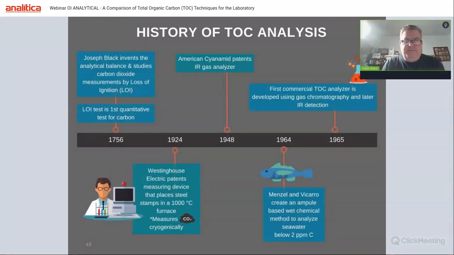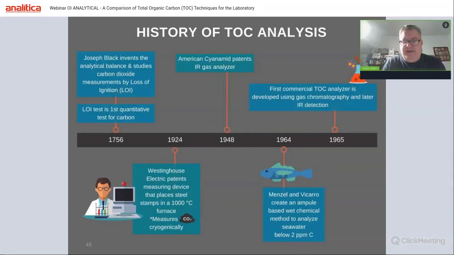So continuing with that timeline, going all the way back to when TOC was originally discovered and worked with, was all the way back in 1756 with Joseph Black, who invented the analytical balance and studied carbon dioxide by measurements with loss on ignition. Westinghouse in 1924 patented a measuring device that placed steel stamps in a 1000 degrees C furnace and measured cryogenically. American Cyanamid patented the IR gas analyzer.